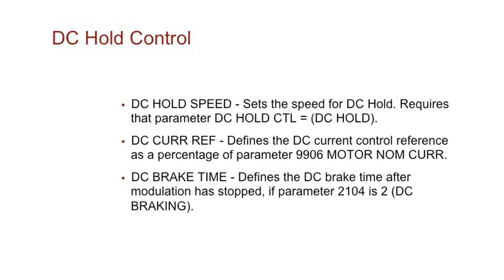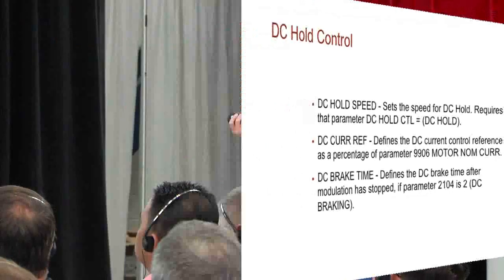The current reference, that's how much DC you want it to give. That's kind of trial and error. You don't want to put any more DC out there than you have to because it can go hard on the motor. But you have to have enough to hold it. So depending on what you're doing, you have to play with this reference parameter here and get the right reference, the right percentage current.